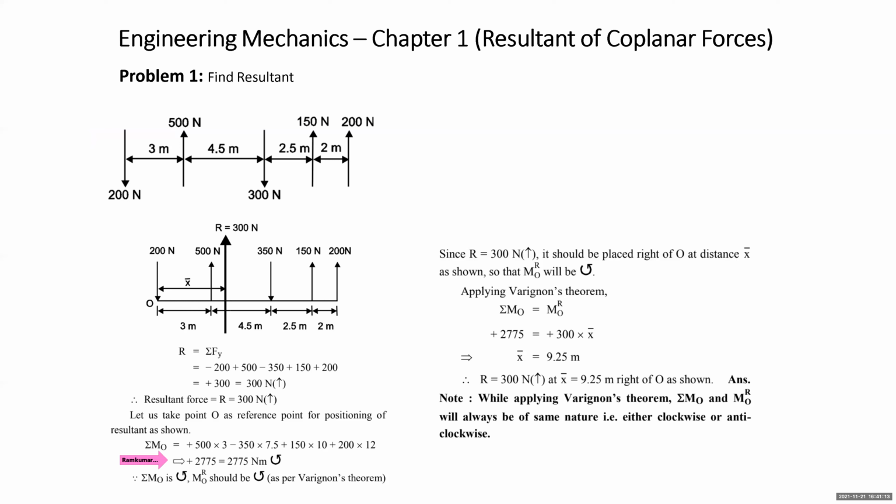Now at this point, everybody should pay full attention. Sigma MO is the algebraic sum of the moments of all forces about O, which comes out to be positive. Positive means anti-clockwise. Now we have to write one sentence here, and this sentence is very important. Since sigma MO is anti-clockwise, the moment of the resultant about O should also be anti-clockwise as per Varignon's theorem.